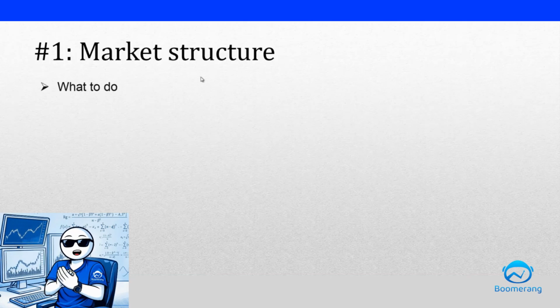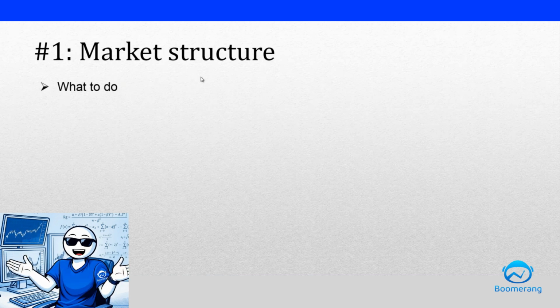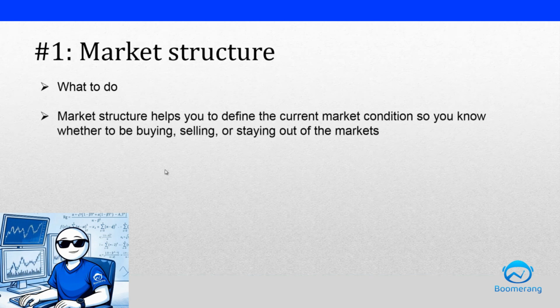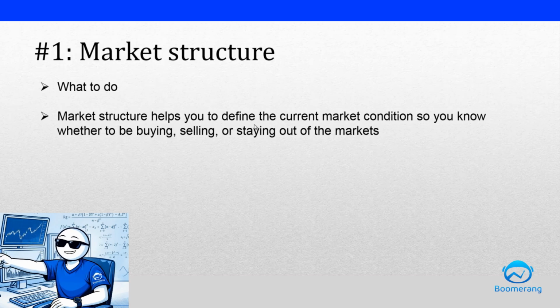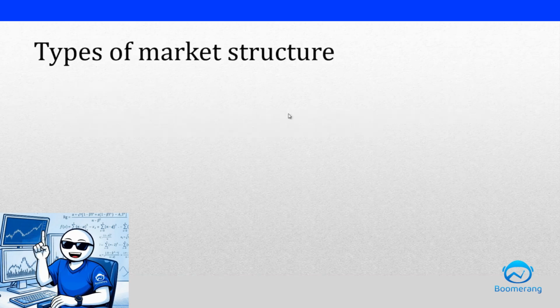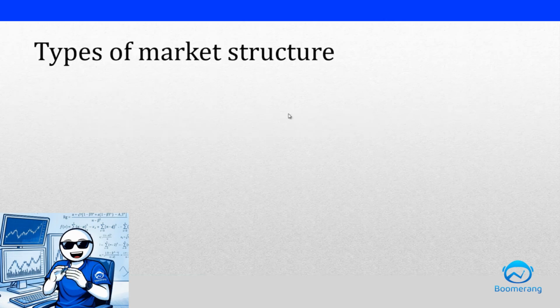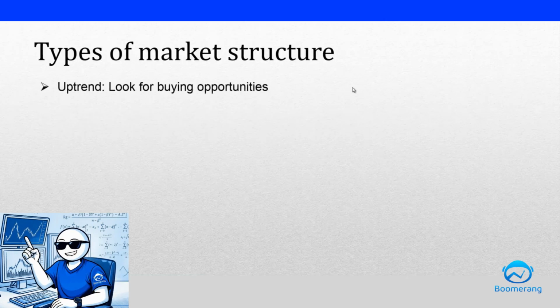So the way to do that is market structure helps you to answer this question. It tells you what to do. Market structure helps you to define the current market condition, so you know whether to be buying, selling, or staying out of the market. So let's dive a little bit deeper into market structure. There are different types of market structure, but for this video, I'll share with you 3 broad categories of market structure. Number 1 being an uptrend.